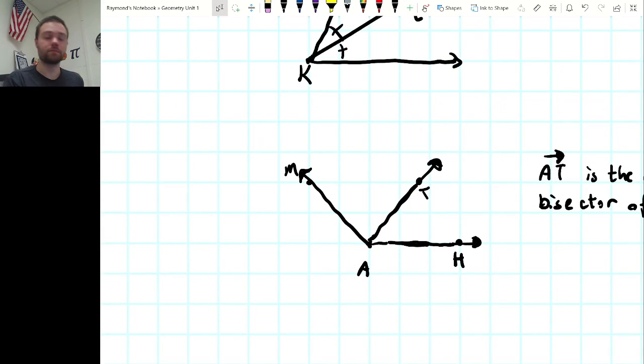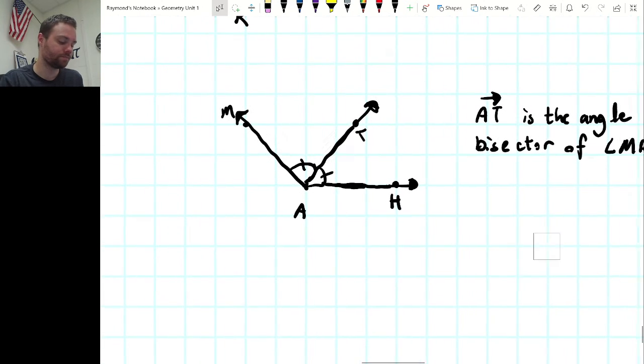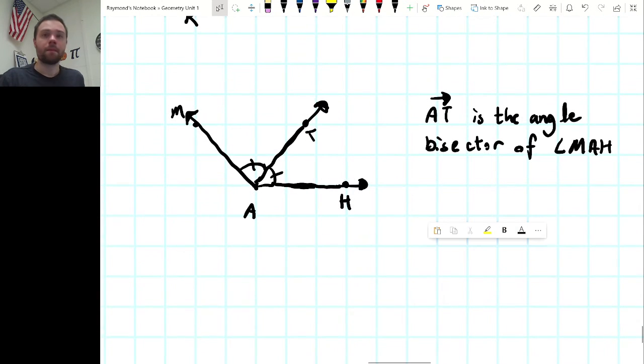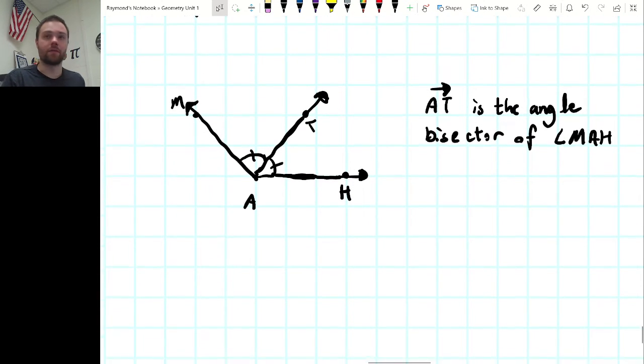So congruent means that these two angles are going to be the same measure. Okay, so we don't know what the measure is yet, but we know that they're going to be equal. And then it gives us some more information.